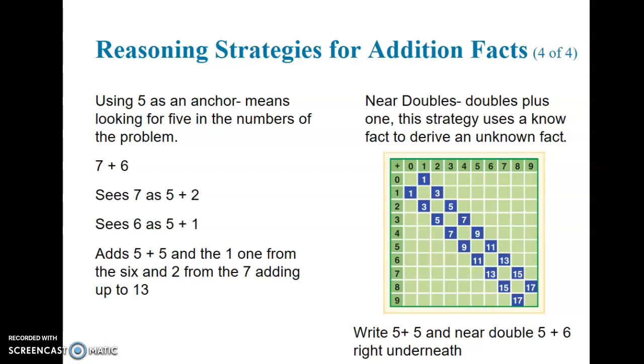Near doubles are also called doubles plus 1 or doubles minus 1 facts and include all combinations where one addend is one more or one less than the other. The strategy is to double the smaller number and add 1 or to double the larger and subtract 1. Therefore, students must know their doubles before they can work on this strategy.